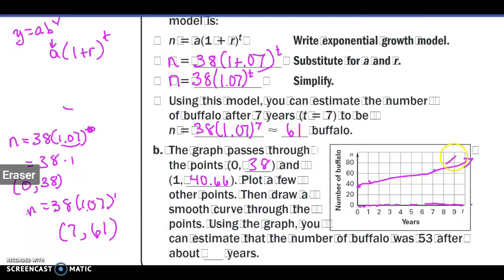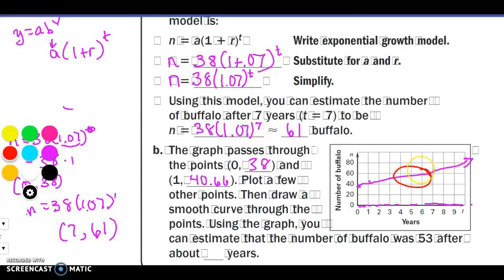So that's the answer to this, and we can see that we could estimate the number of buffaloes after 5 years if we were to continue this graph, or 53 buffaloes. 53 buffaloes was right in here somewhere. It's a little bit hard to tell on our inaccurate graph, but I'm going to say 53 must be in here. And they're saying about 5 years. So we're going to believe him. So that's the end of this.